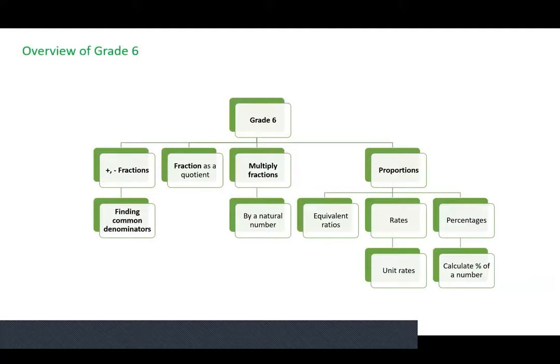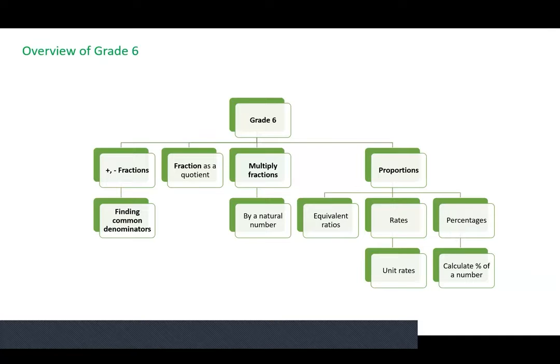And grade 6, we're looking at addition and subtraction of fractions, where we have to find the common denominator because they won't necessarily be there. So we're adding things like 1/2 and 2/3. So it's finding that common denominator, adding and subtracting fractions. And that includes improper fractions and mixed numbers as well.